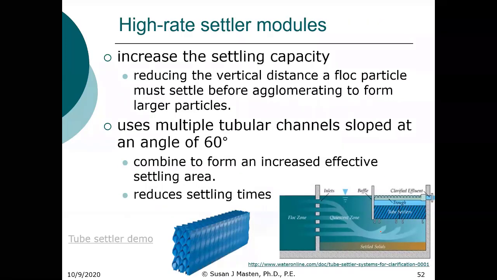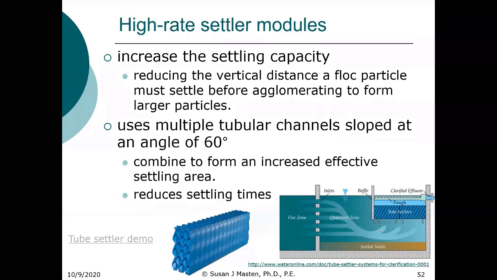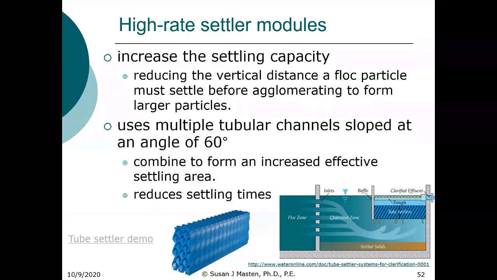We can also use high rate settling. This is used where we need to increase the settling capacity. So for instance, we're not getting sufficient settling, or the flow rate has increased significantly, and we either don't have the space to add another unit, or we don't have the funds to build a whole other system.